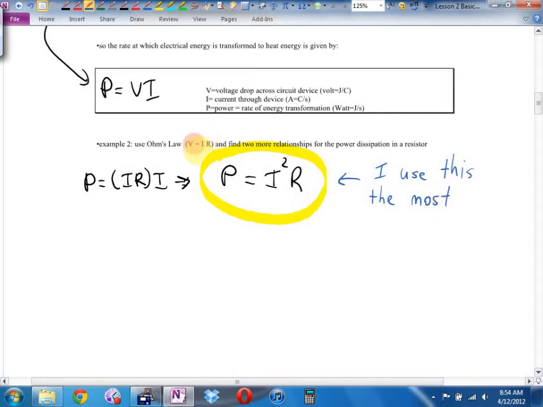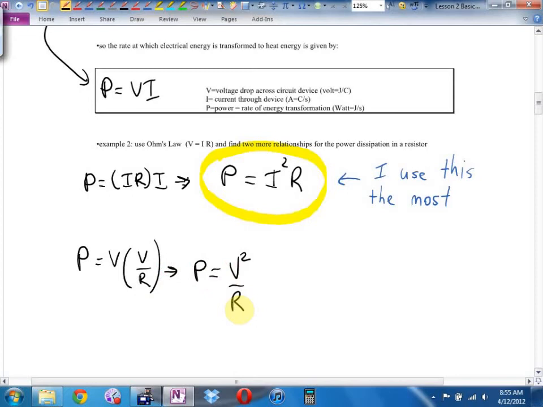Connor, instead of getting the V by itself, can you get the I by itself? Okay, so the other thing I could have written this as is power equals V times V over R, because that's I. But Connor, what's a nicer way to write V times V? Yeah, okay. I hardly ever use this one.